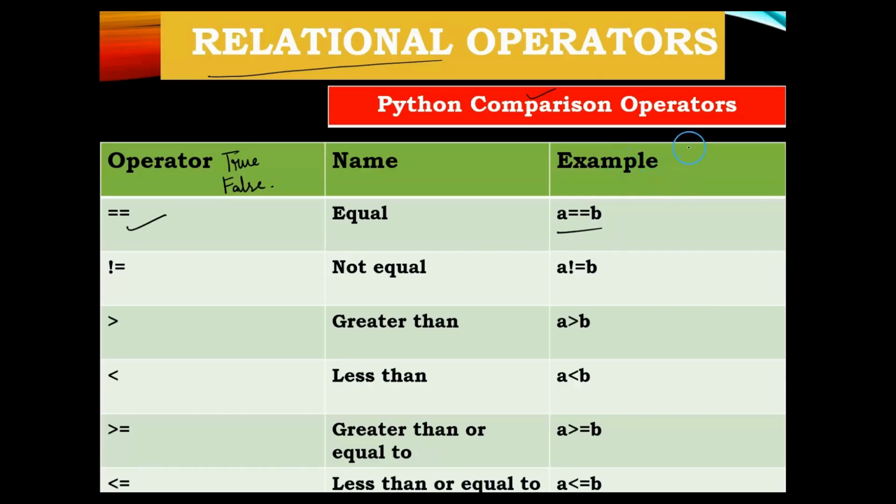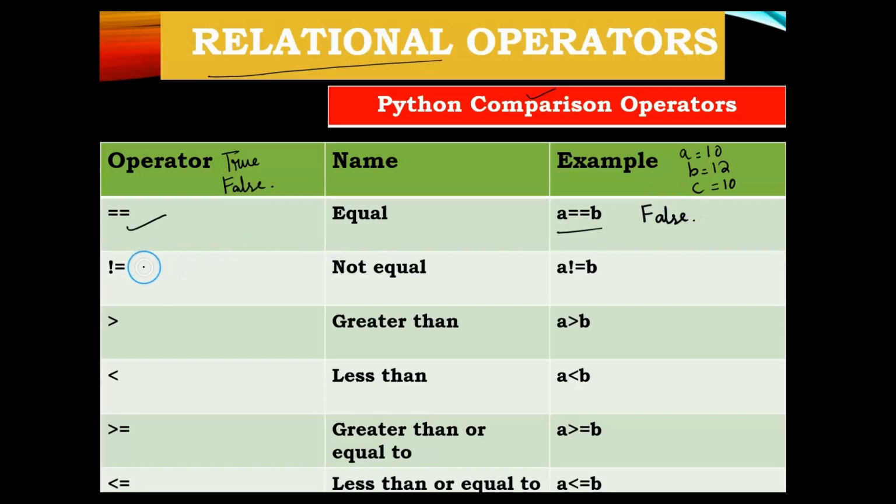For example, if I am giving A is equal to 10, B is equal to 12 and C is equal to 10, now we can compare with this. A double equals to B. A is 10 but B is 12, so it is not equal. So here the answer is false.